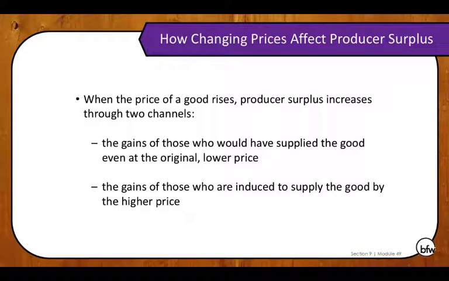Now, just as changing prices could affect consumer surplus, changing prices can affect producer surplus. When the price of a good rises, producer surplus increases through 2 ways. 1, the gains of those who would have supplied the good even at the original lower price, and their surplus increases, and then the gains of those who weren't supplying the good before, who are now induced to supply the good by the higher price.